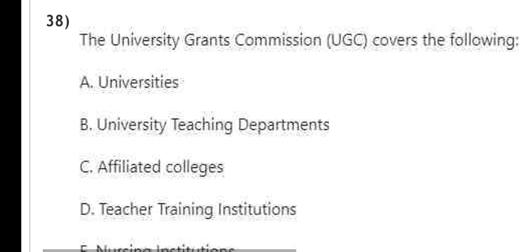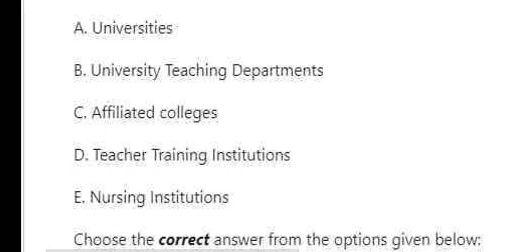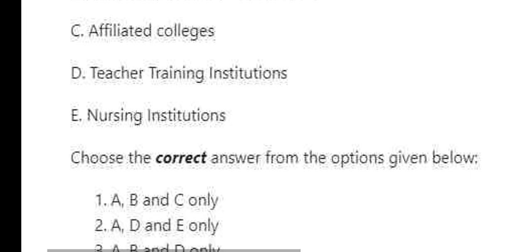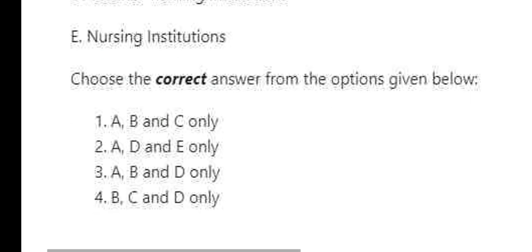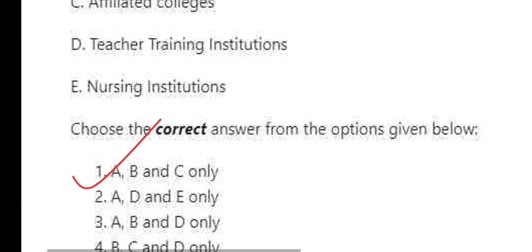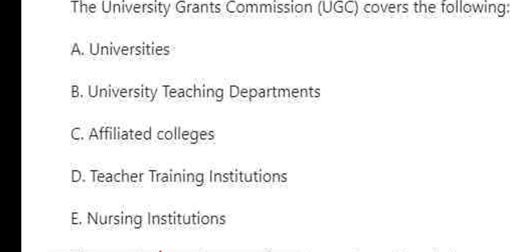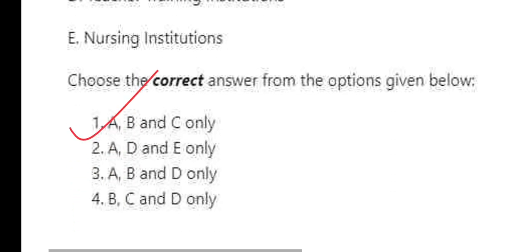Next, the University Grants Commission, UGC, covers the following: A, B, C, D: universities, university teaching departments, affiliated colleges, teacher training institutions, nursing institutions. Choose the correct answer. ABC, ADE, ABD, BCD. So it will be ABC. What were ABC? Universities, university teaching departments, affiliated colleges.